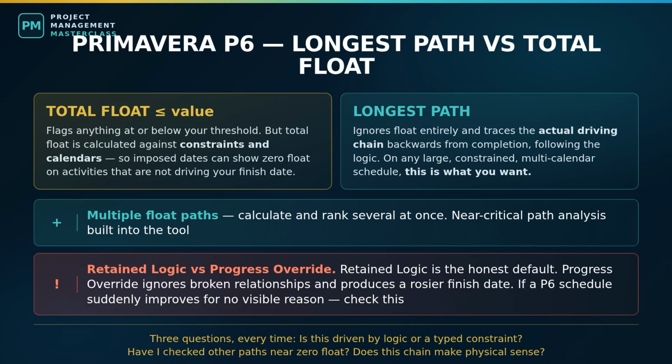Whichever tool you use, the discipline is the same, and it is why we did all that arithmetic by hand. Every time you look at a critical path, ask 3 questions. Is this driven by logic or by a constraint somebody typed in? Have I checked for other paths at or near 0 float? And does this chain make physical sense as the thing governing my finish date? If you cannot answer those, the software is not helping you. It is just producing a color.